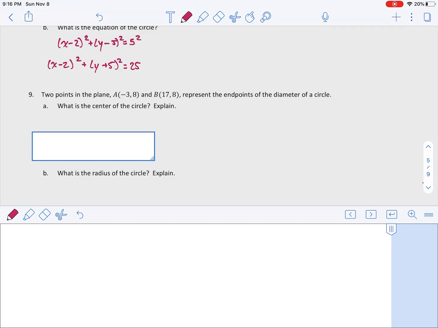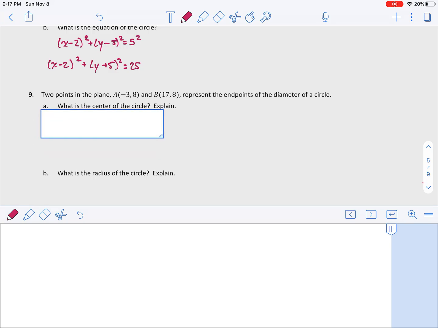For number 9, now we're given the diameter. A diameter is just 2 radiuses. Instead of going from center to edge, it goes from edge to edge through the center. So if we know how long the diameter is, we can cut that in half, and that's our radius. If we know 2 endpoints of our diameter, the center of the circle should be exactly halfway in between.